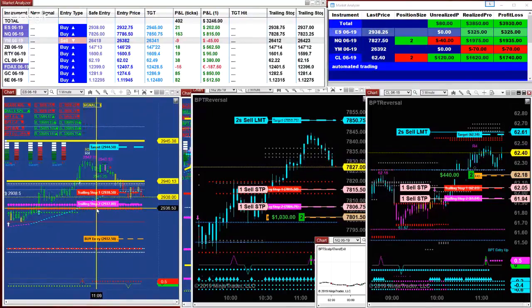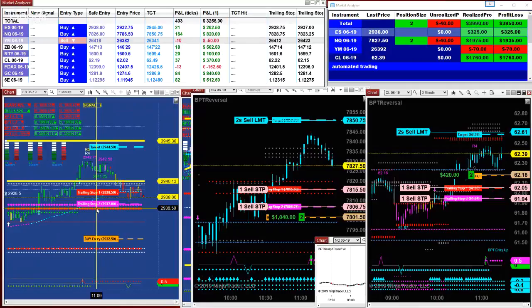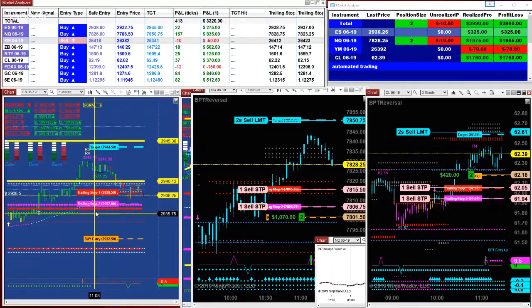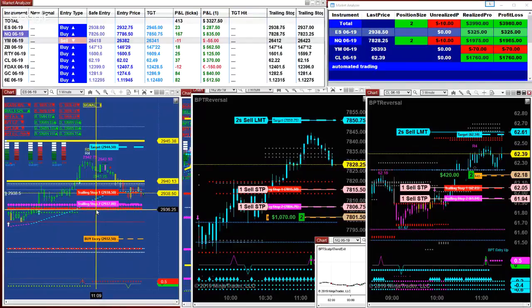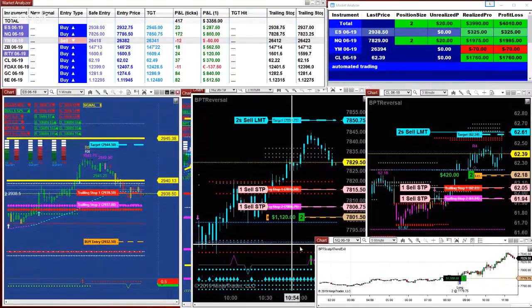So the 37, and right below that there is a 36.50. So we need to see this market close below that line here, and we should get it. We should get it. Slow, but we are getting it.